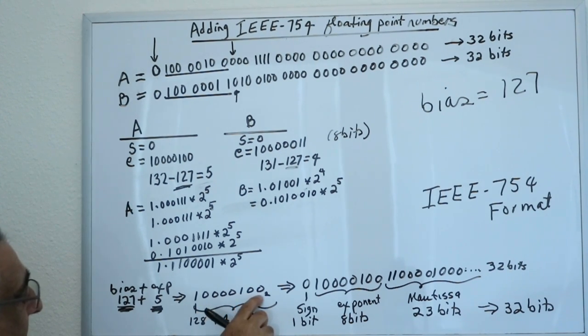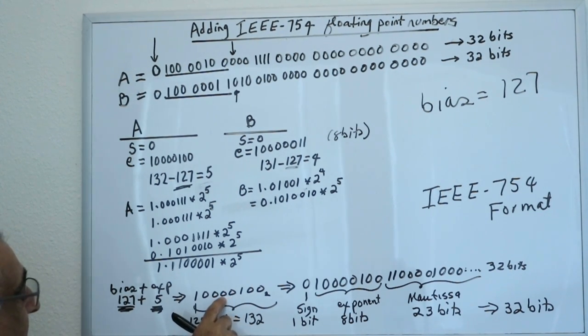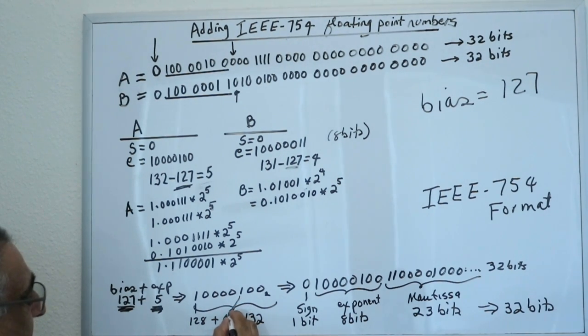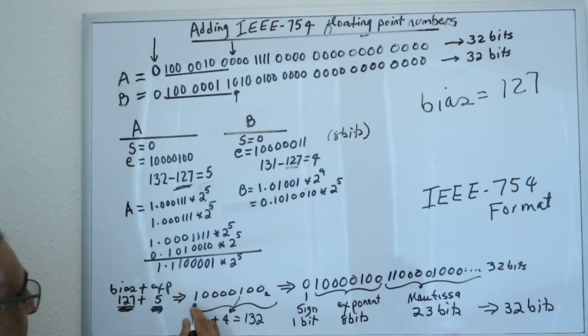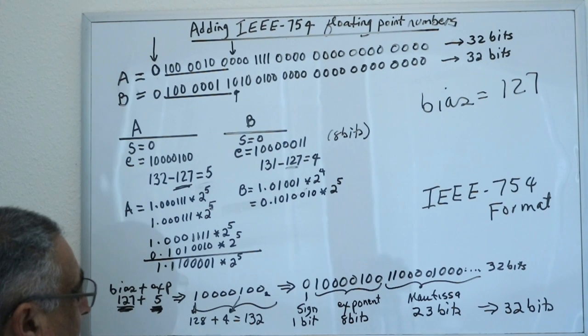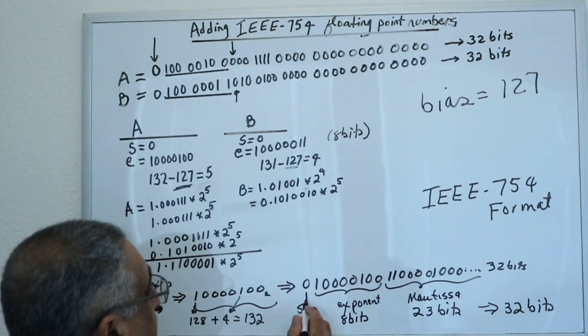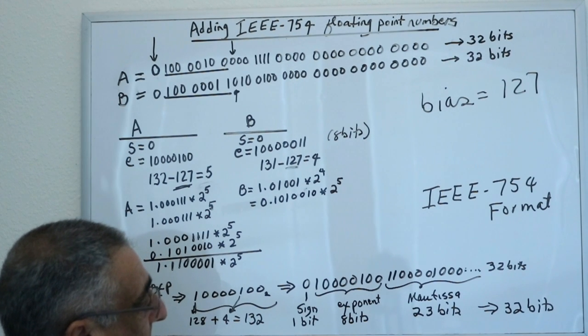So if you look back, this is 2 to the first, 2 to the second. 2 to the second is 4. Third, fourth, fifth, sixth, 2 to the seventh is 128. 128 plus 4, because this is 2 to the second and this is 2 to the seventh. So if I add these two numbers, I come up with 132. And that's it.